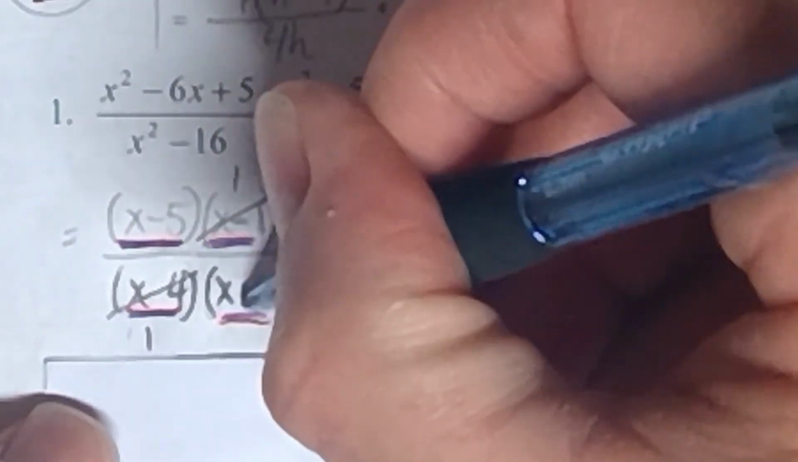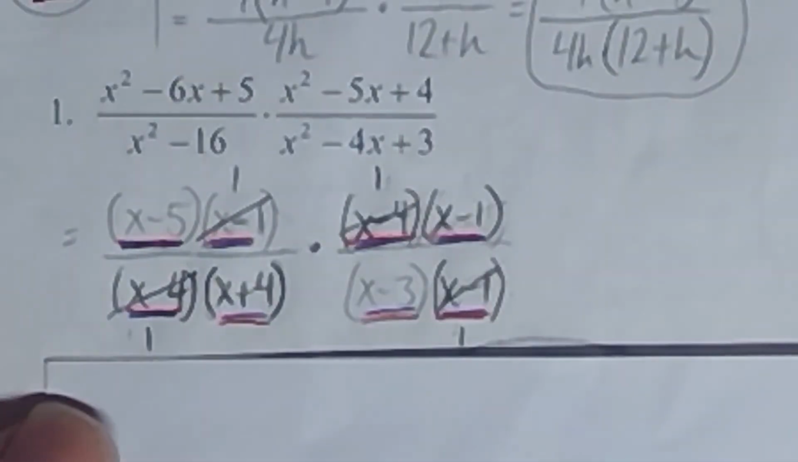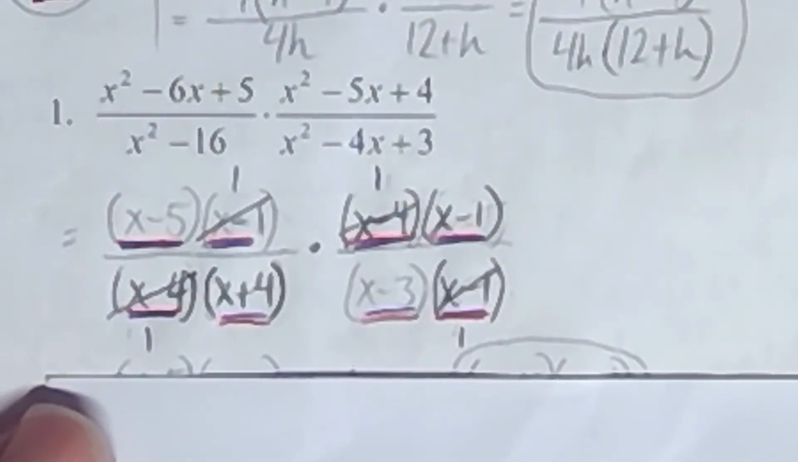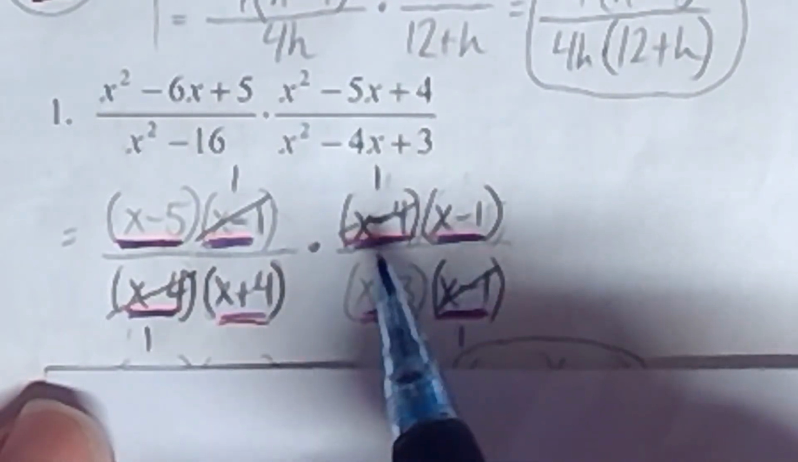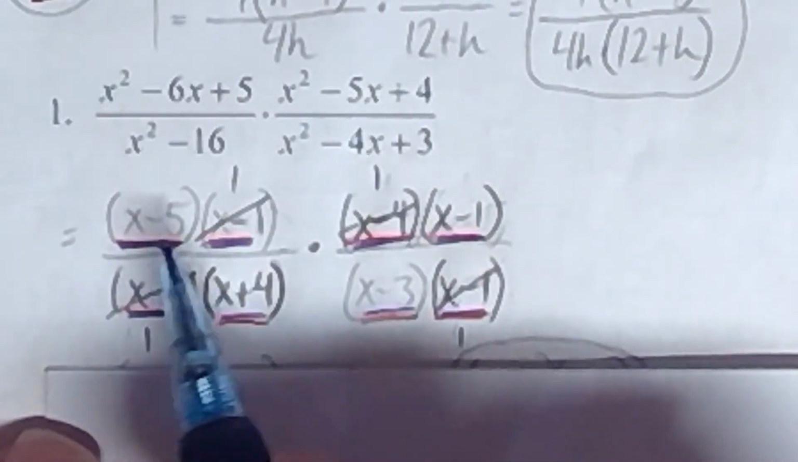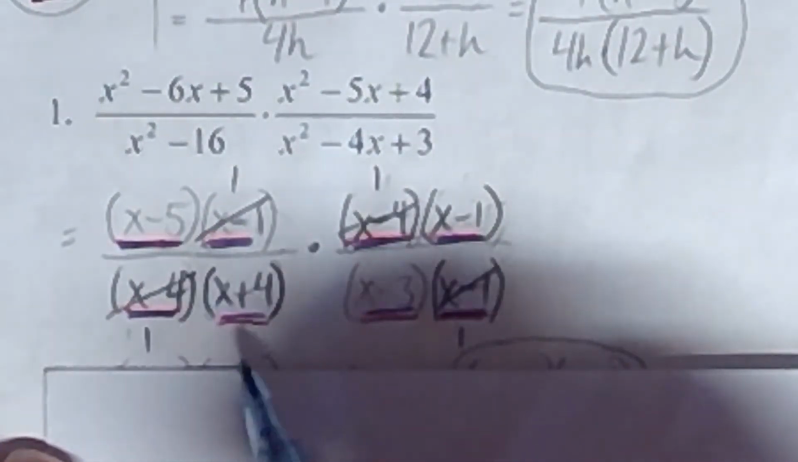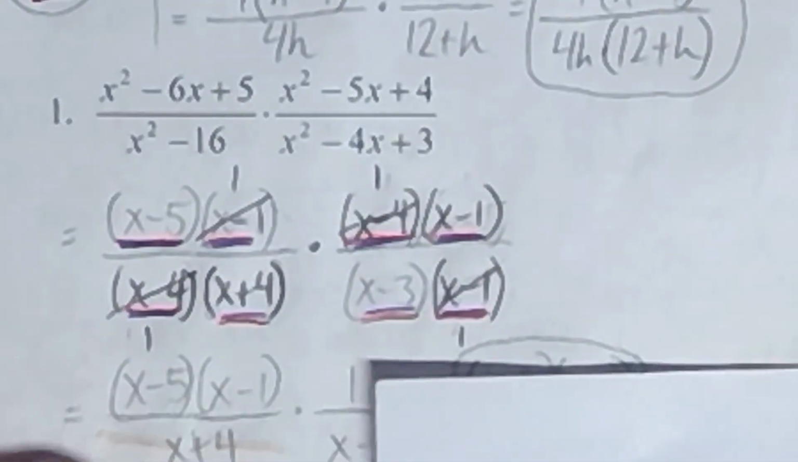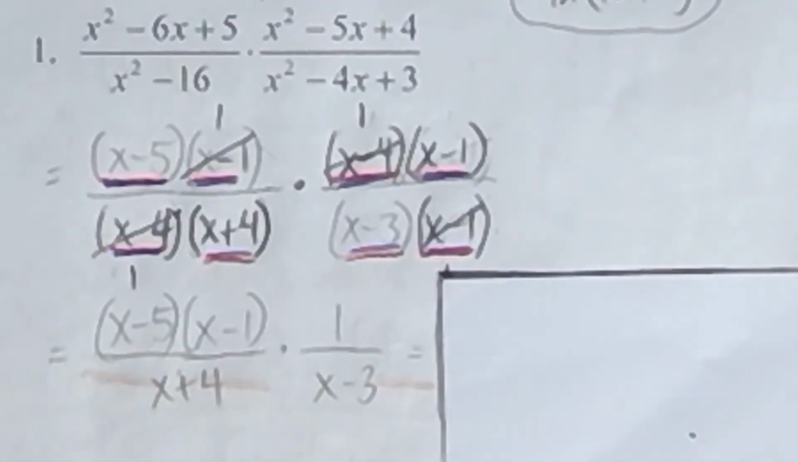And again, don't do the x plus 4. X plus 4 doesn't work because the 4's have a different sign. But the x's don't, so you can't cancel. And so we're left with 1 and 1 on that as well. So all we've got left here is these 4 red ones. Looks like that right there.